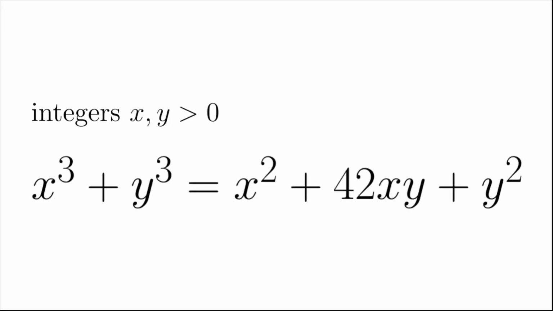In this video, we are going to find positive integers x and y such that x cubed plus y cubed equals x squared plus 42xy plus y squared.